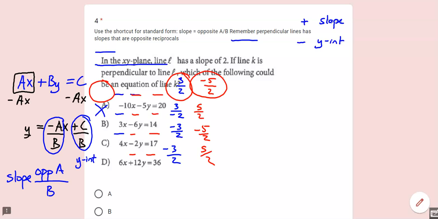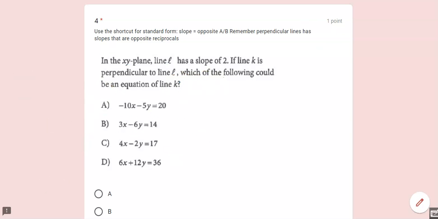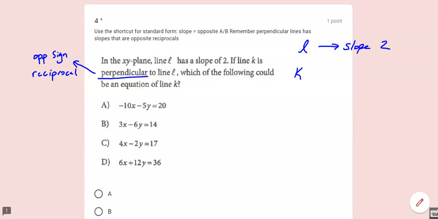So on the next one, it says in the XY plane, line L has a slope of 2. So line L, slope equal to 2. Line K is perpendicular. All right, so remember, to be perpendicular, we have to do two things. We have to have an opposite sign, and we need to be the reciprocal, or the flip of that number. So K, his slope, is going to need to be negative, and the reciprocal for 2 is 1/2. So I'm looking for somebody that's got a slope of 1/2.